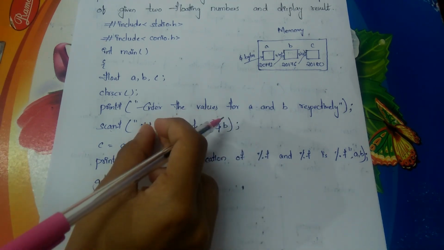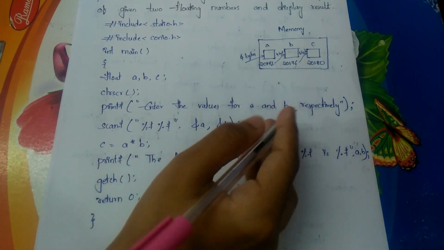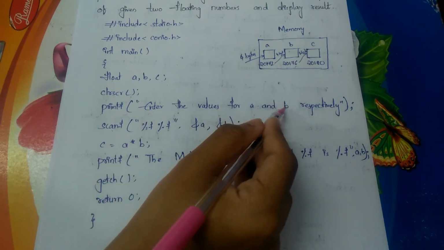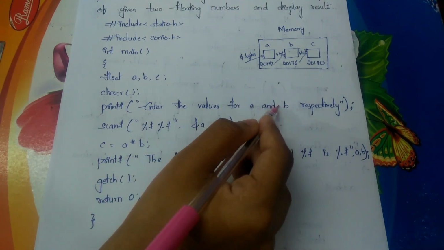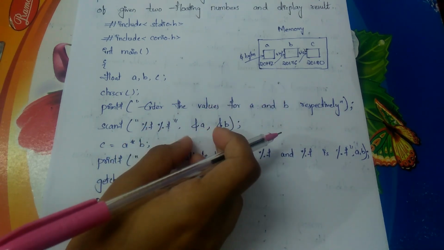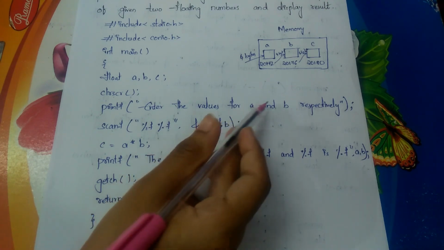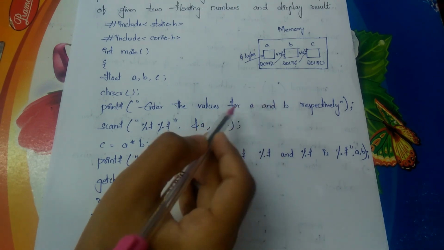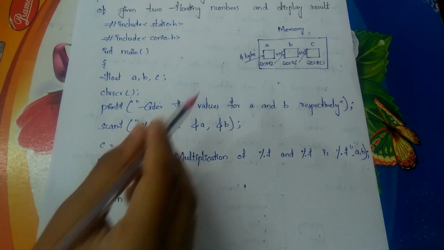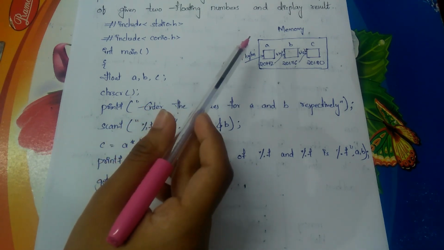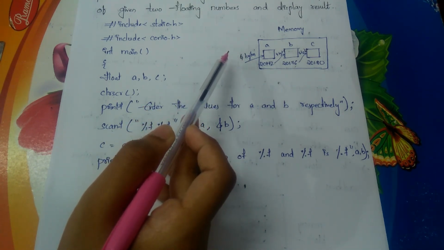Now whatever values the user gives as input for a and b will be read, and the address generated by the operating system will be given to the values of a and b. Now after this, in the main function, we have to find the multiplication of the given two floating point numbers.